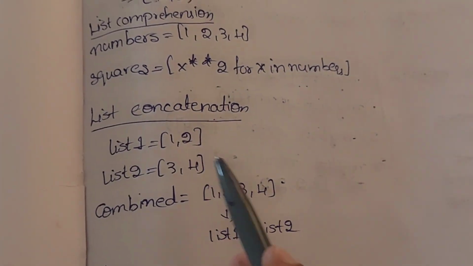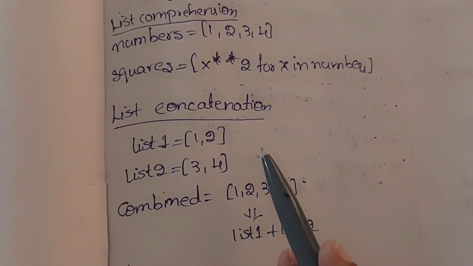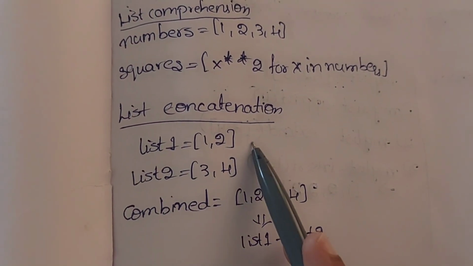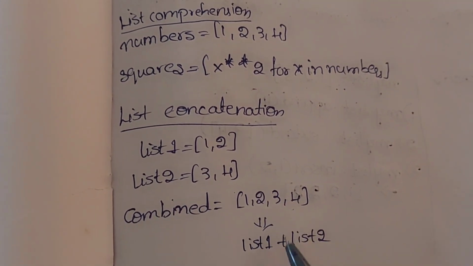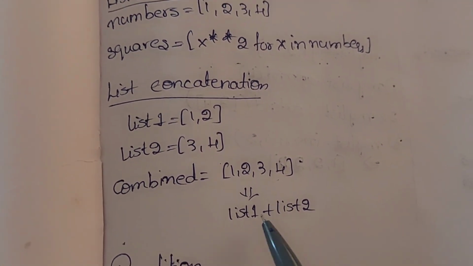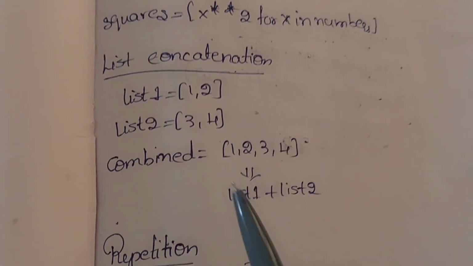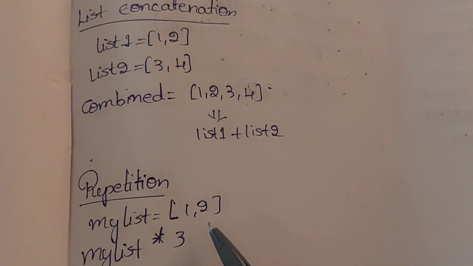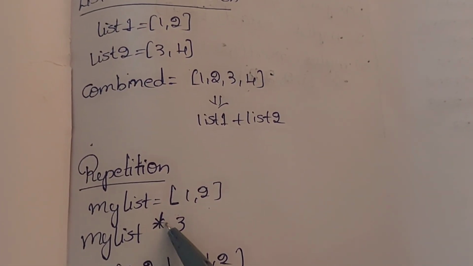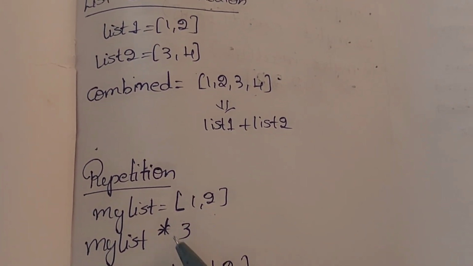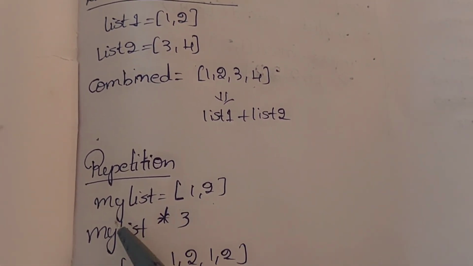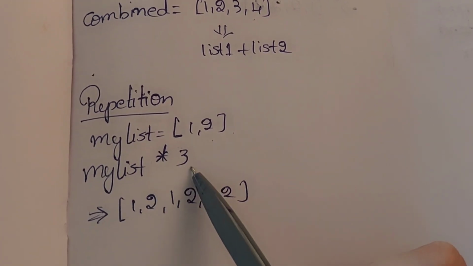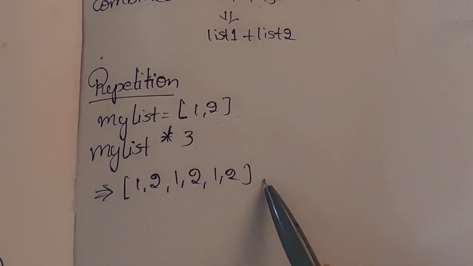And the next concept we are going to learn is concatenation. Concatenation is nothing but adding, combining two lists. So here we have two lists 1, 2 and 3, 4. We can combine this using a symbol called plus. So this symbol is going to combine these two lists. And the next thing we are going to learn is repetition. So in list we can repeat this particular list using a symbol star or asterisk. So this will help us to repeat the lists again and again. So for example, here if we take my list as 1, 2, when we keep asterisk into 3, this will repeat the 1, 2 3 times.